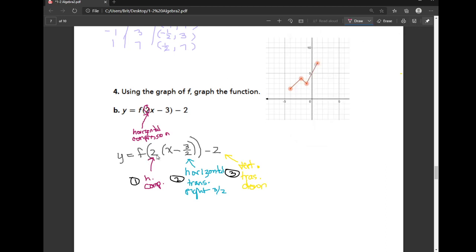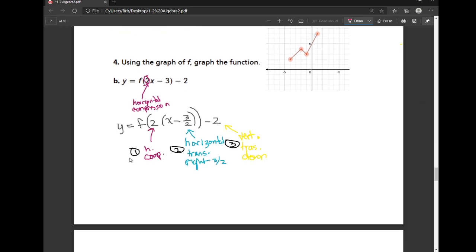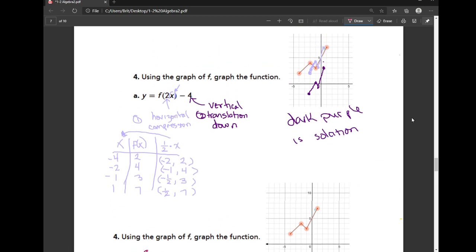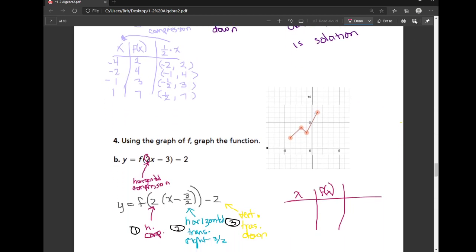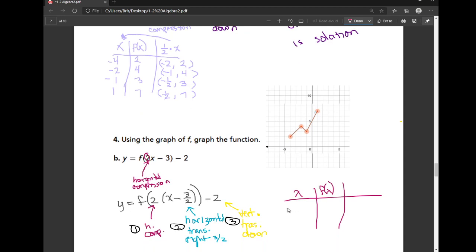Alrighty, so now, remember, with the horizontal compression, you want to kind of do a table of values first. I'm going to do it over here. So here's my x, here's my f of x. I'm just writing out the ordered pairs for my anchor points. They should be the same ones as up there, right? Because it's the same graph. So that's why I'm going to go real fast marking those, okay?